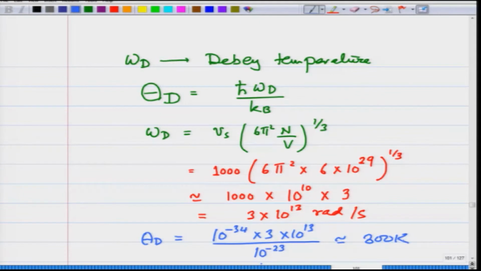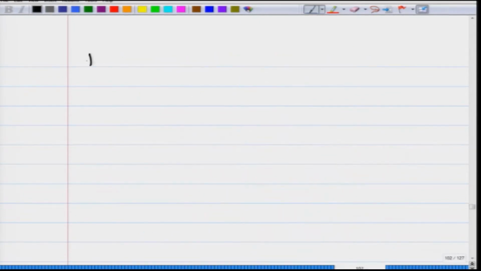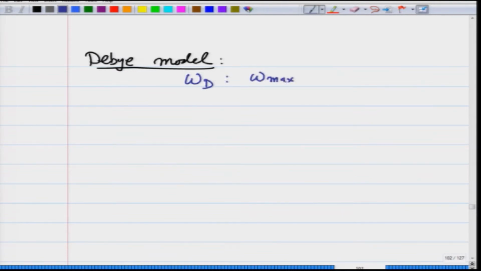So, let me collect all this and tell you that in the Debye model, I have ω_D, which is the ω max up to which all the modes are exhausted.